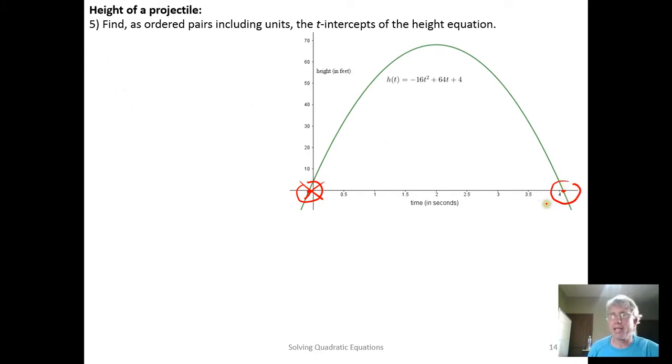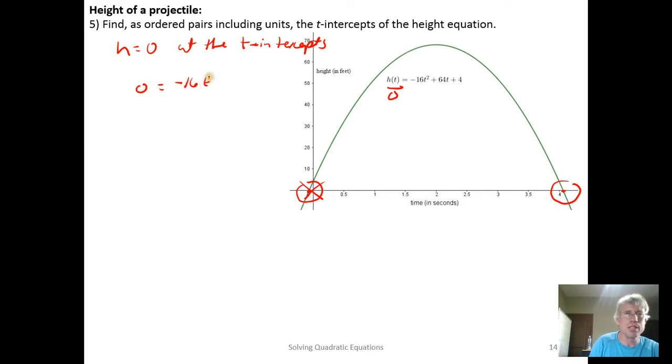And what we want to recognize is as we cross the t-axis, the height is 0. The height is 0 at the t-intercepts. So to find those, we have to replace height in the height model with a 0. So we get 0 equals negative 16t squared plus 64t plus 4. And now I have choices.